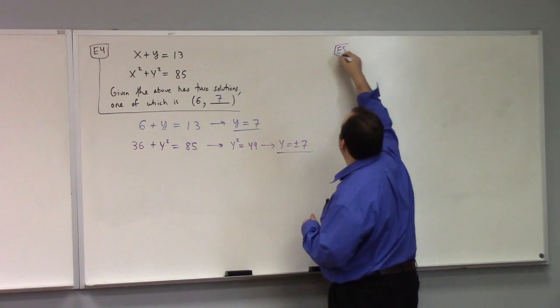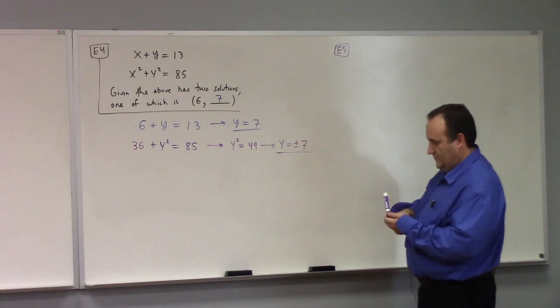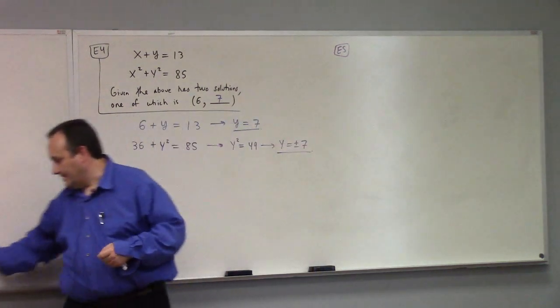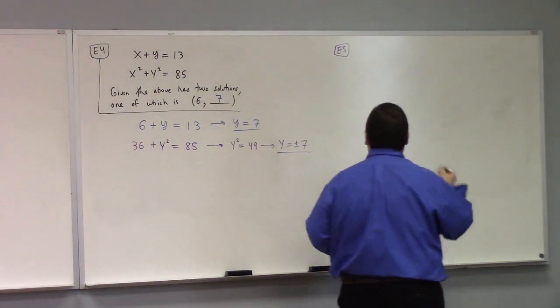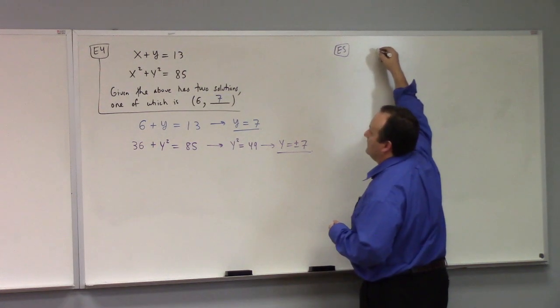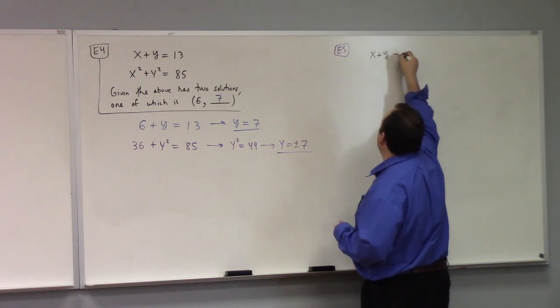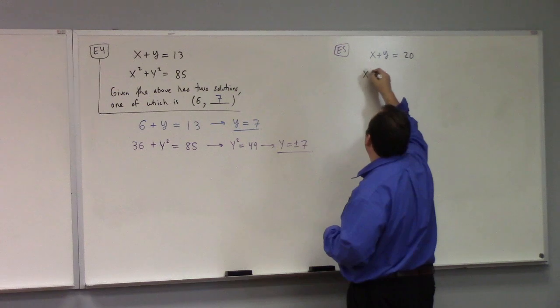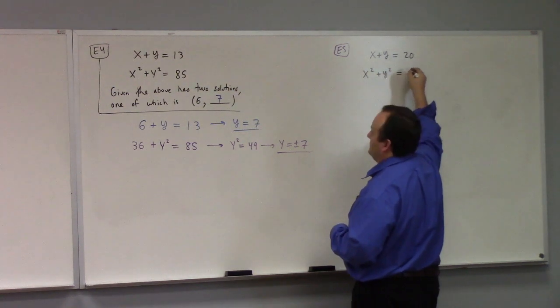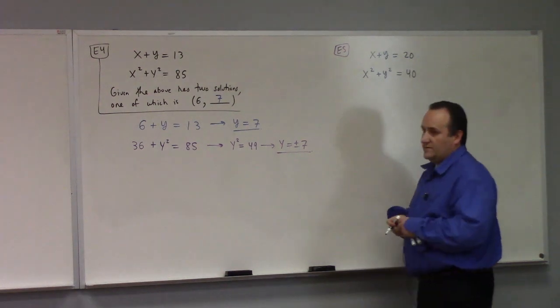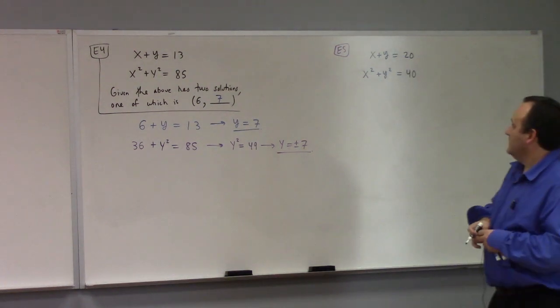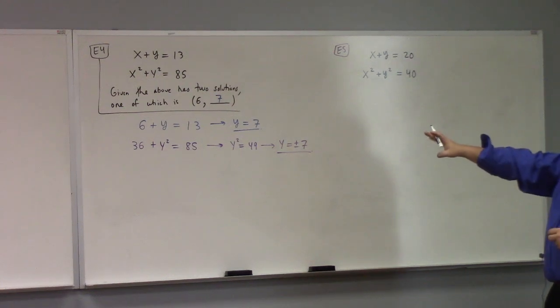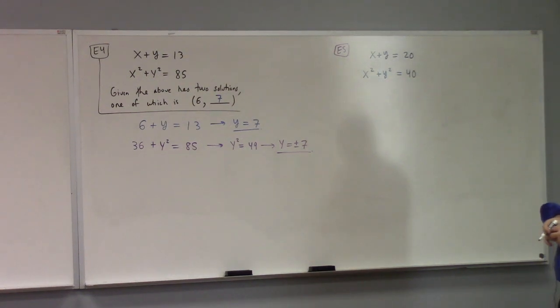Example 5. We could have something like x plus y equals, let's say, 20, and x squared plus y squared equals, say, 40. Let's see if we can solve that. What do you guys think? No training wheels on the problem like the last one, right? Are we not given an unknown? You solve it. Find the solutions if there are any. Can we do it?